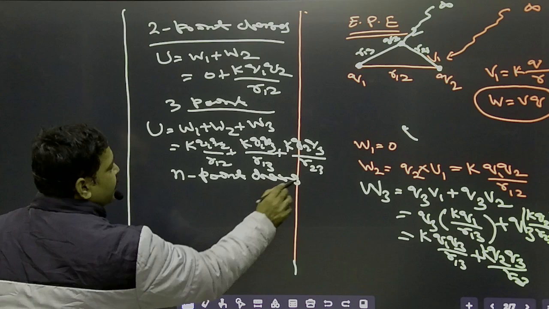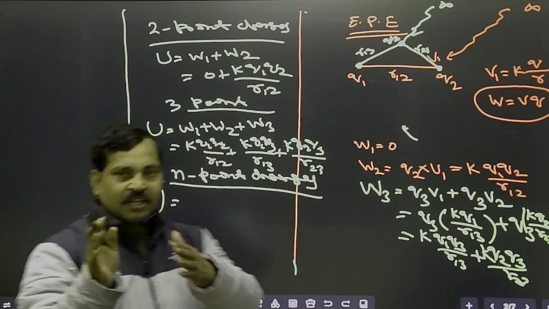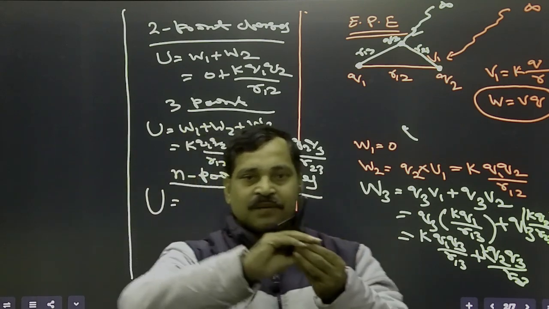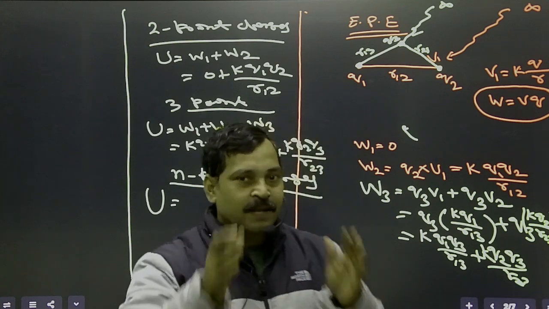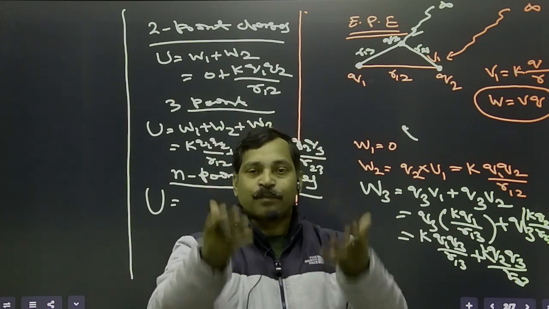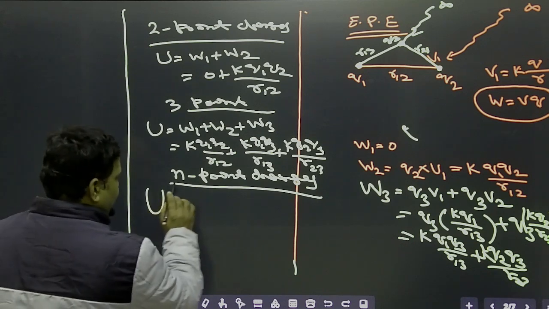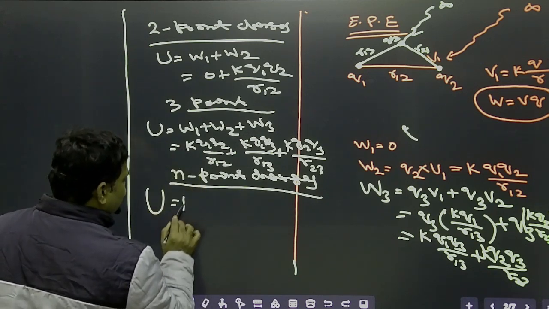So in this manner, if we have a system of n point charges, what will be the total potential energy? Here you can observe that we are moving sequence-wise, and we take the sum of the products of the charges divided by the distance between them. So for n number of charges I can write it like this.